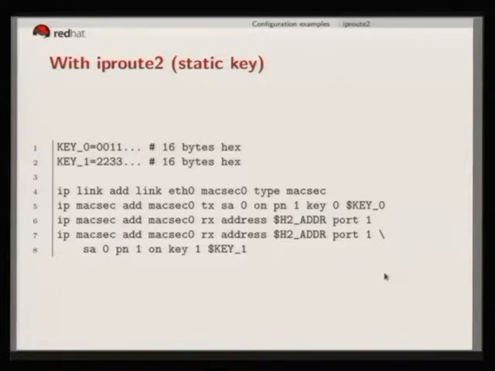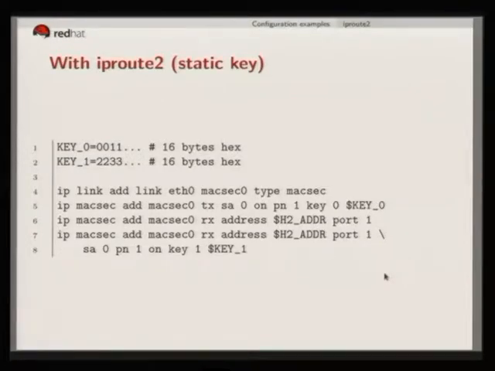So first, you have to generate one key for transmission on each machine that you're going to use. And then you set up a MACsec link on top of whatever network interface you're using to connect to this network.